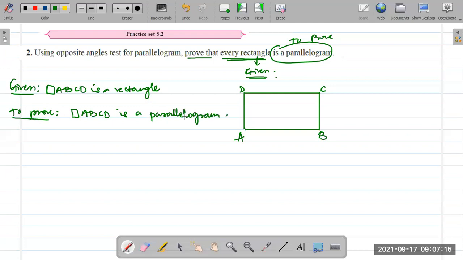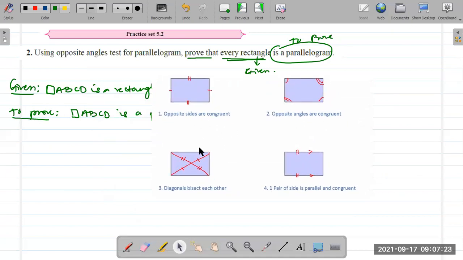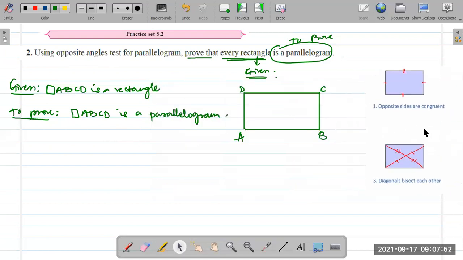Now, you would have got a clear picture of which property we use here, right? But still, I will display all the 4 properties. Check, these are the 4 properties. From these 4, which property are we going to use? We are going to use the one which is related to opposite angles, and it is this one. If 2 pairs of opposite angles are congruent, then that quadrilateral is a parallelogram. So we have to prove that 2 pairs of the angles are congruent.